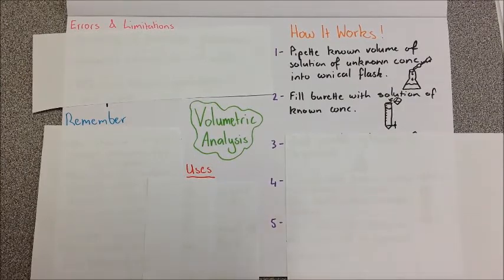The next step, we fill the burette, which is secured on a retort stand with boss head and clamp, nice and straight, and we fill that burette with a solution of known concentration so that we can deliver a very specific and accurate amount of solution into our conical flask to react with our unknown solution.